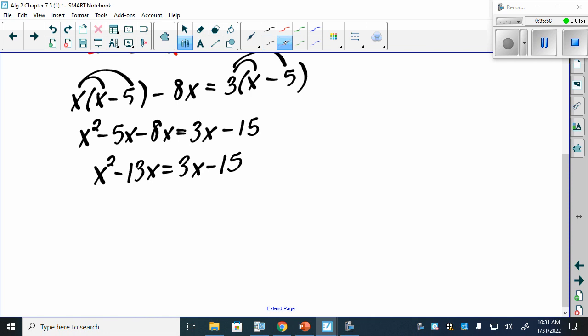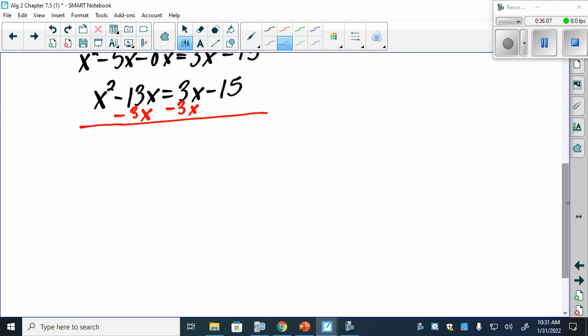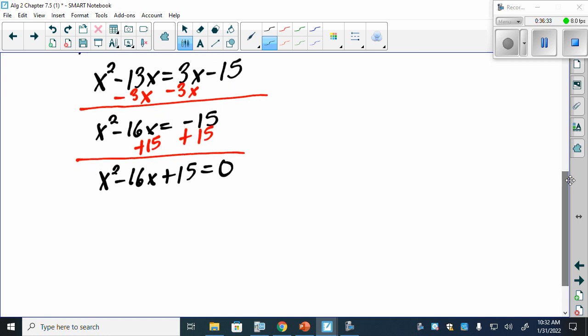So we need to get everything on the same side of the equal sign. So the first thing we can do is minus 3x from both sides. And when we minus 3x from both sides, we get that x squared minus 16x is equal to negative 15. Then we would add 15 to both sides, which is equal to 0. Any questions on how we got to this point here?